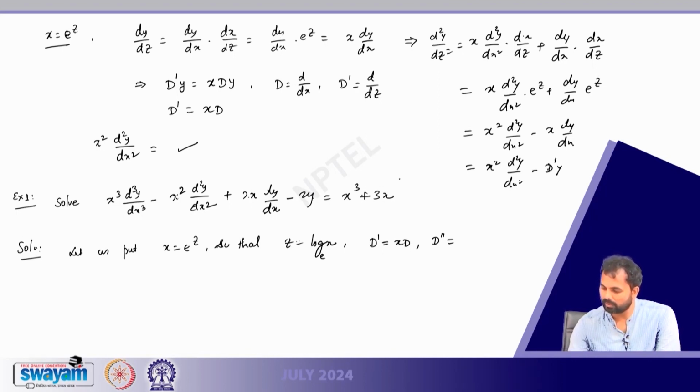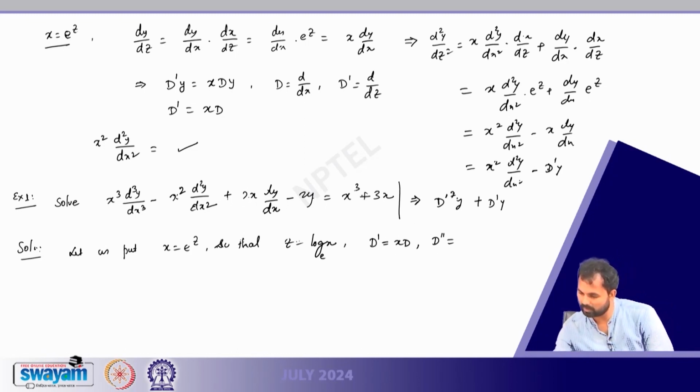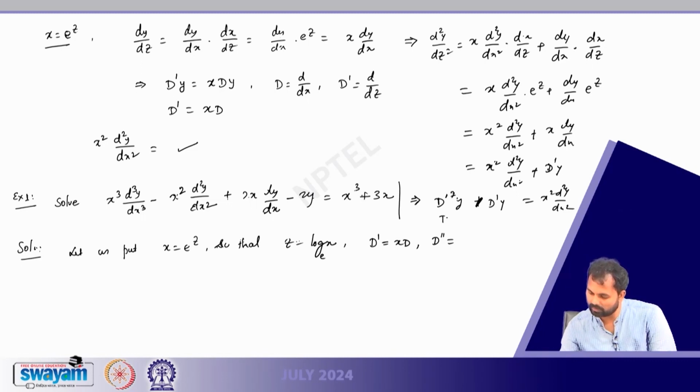So you bring that on the left hand side. I am sorry for the space crunch here. So it will be D dash square of y plus, no, this is plus x into dy, this is plus. So here it will be minus, equals x square d square y by dx square. So from here I will take D dash out, and this will be D dash minus 1 into y equals to x square d square y.